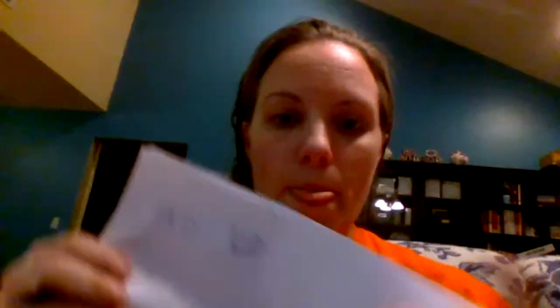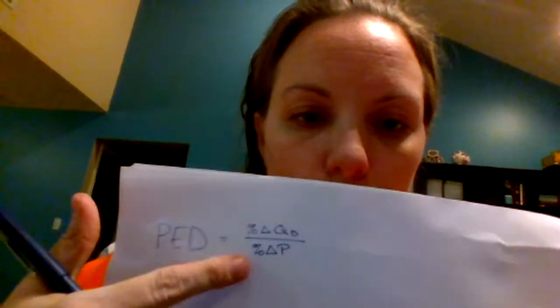Now, to find elasticity of demand, we're going to use the price elasticity of demand formula, the PED, sometimes just written ED, elasticity of demand. We're looking at the percent change in quantity demanded divided by the percent change in price. So this coefficient, the solution to this equation, is going to be less than 1 to be inelastic.